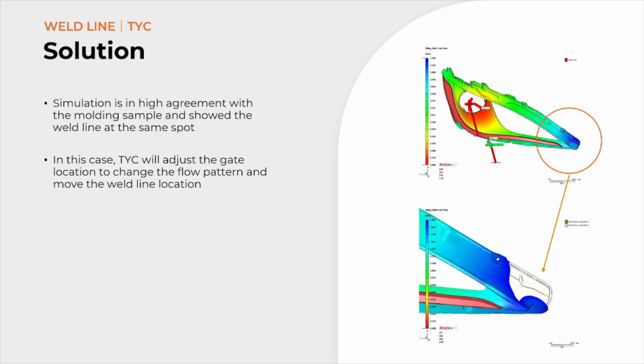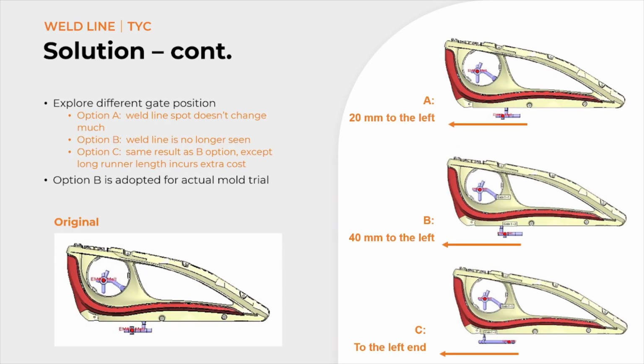If we look at the simulation results, we can see that the melt front from the bottom side is getting to that weld line location much too quickly. And so directly after the melt fronts converge initially from the top side, they are immediately met with the melt front coming from the bottom side. So an attempt to remedy this is to slide that bottom gate towards the left.